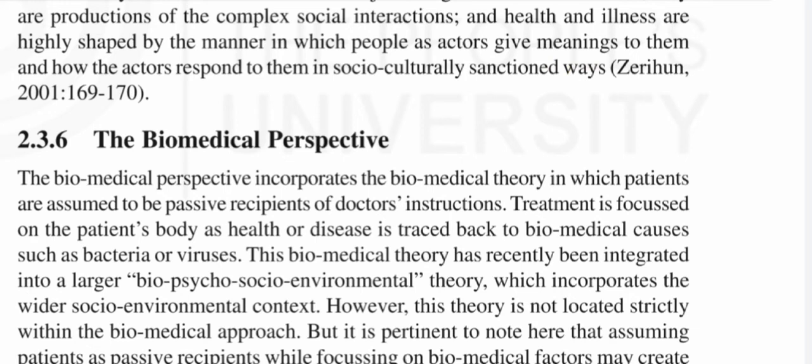The biomedical perspective incorporates the biomedical theory in which patients are assumed to be passive recipients of doctors' instructions. Treatment is focused on the patient's body as health or disease is traced back to biomedical causes such as bacteria or viruses. This biomedical theory has recently been integrated into a larger biopsychosocial-environmental theory, which incorporates the wider socio-environmental context.